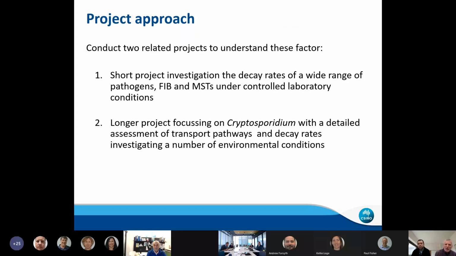So the approach, very quickly before I hand over to Warish, is that, as I said, there's two related projects here. One was a laboratory project where we looked at a range of pathogens.